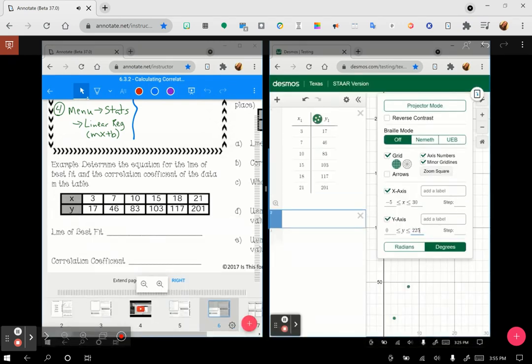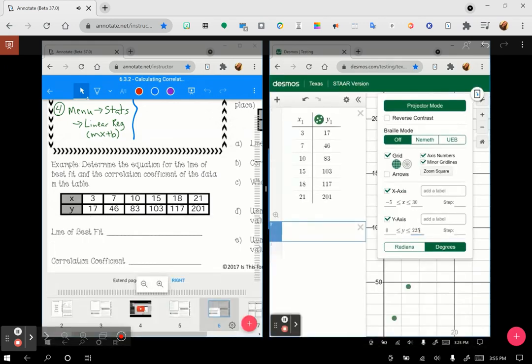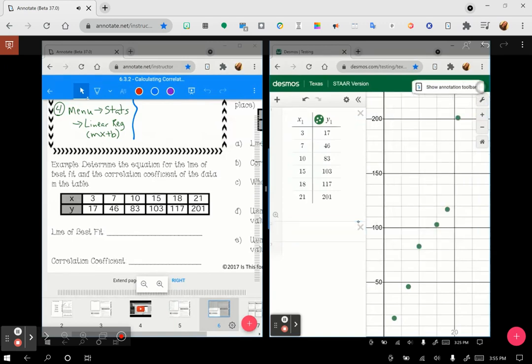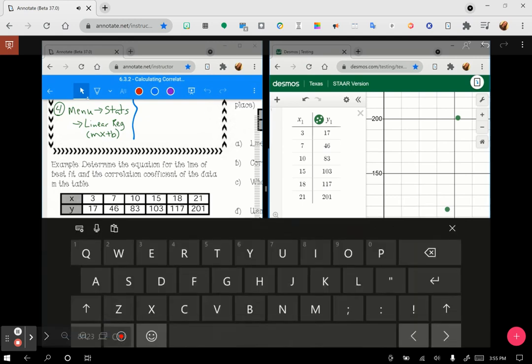And now I should be able to see my dots, see the pattern there and what it looks like. You should be able to see that this looks like a positive correlation, right? It looks like it's going up, in a positive direction.